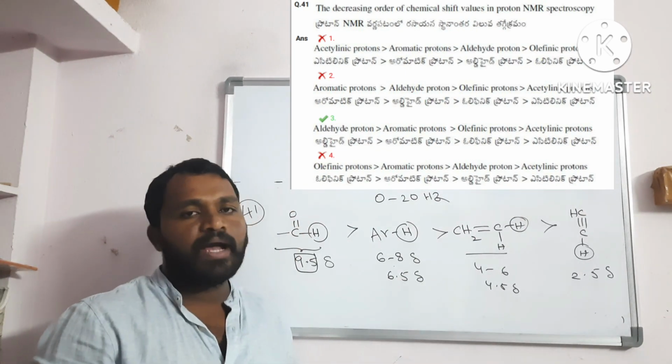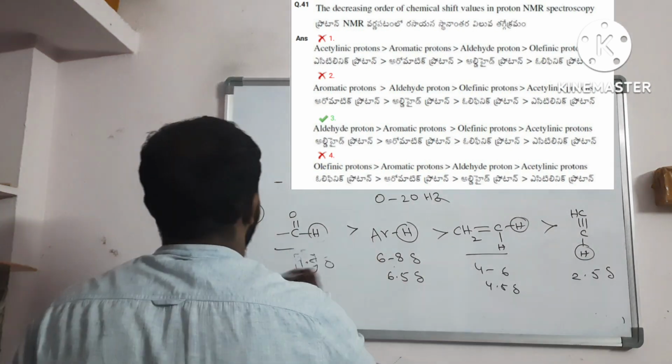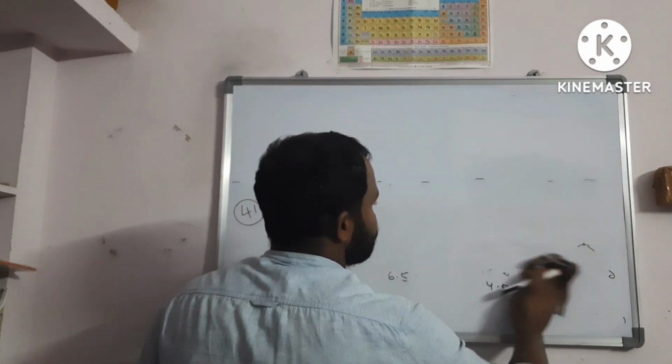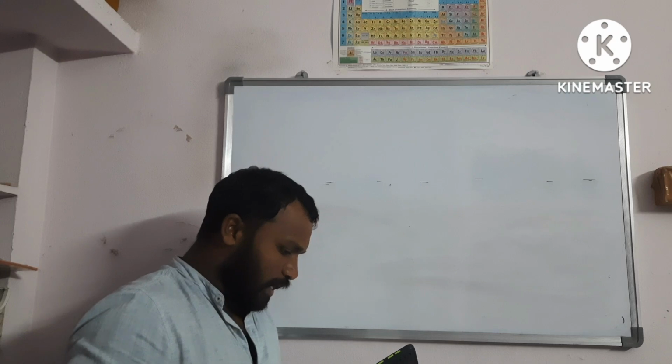You should just learn the chemical shift values by heart, then you will understand the concept of NMR. This is about question number 41. Option 3 is correct there.